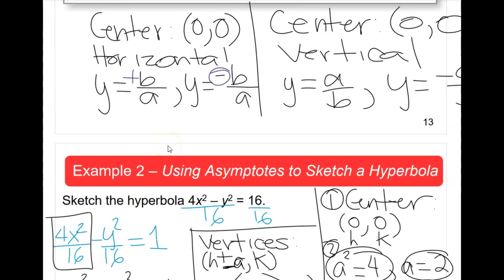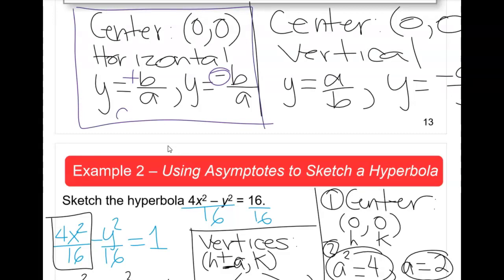So I'm going to go here because we have a horizontal hyperbola with the center at 0, 0. And so we say that a was equal to 2 and b is equal to 4. My first asymptote is going to be positive b over a using this formula, and that is equal to 2. So my line will be y equals 2.